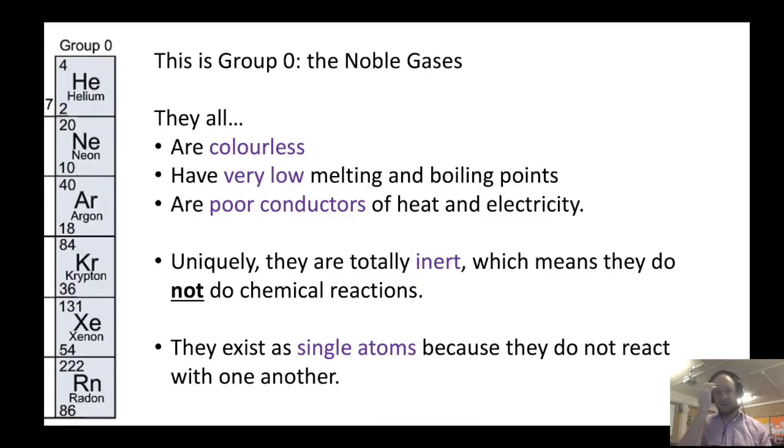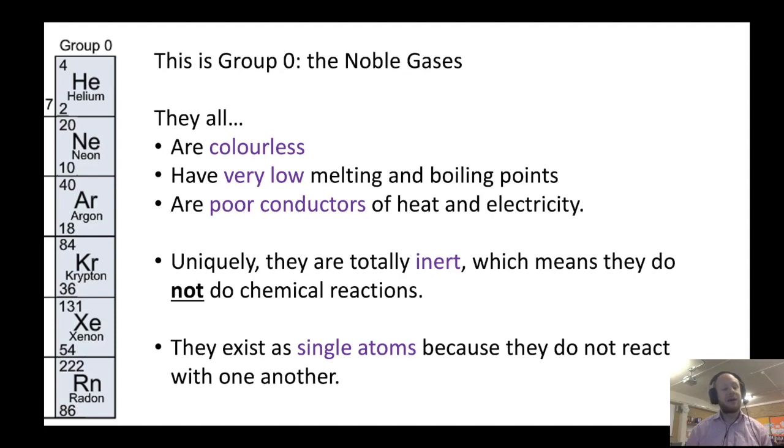Now, here's all of our group 0 elements. Remember, they're colorless, they have low melting and boiling points, and they do not conduct heat, and they do not conduct electricity. And they don't do any chemical reactions. And interestingly, because of that, they just exist as single atoms. They don't do any reactions.